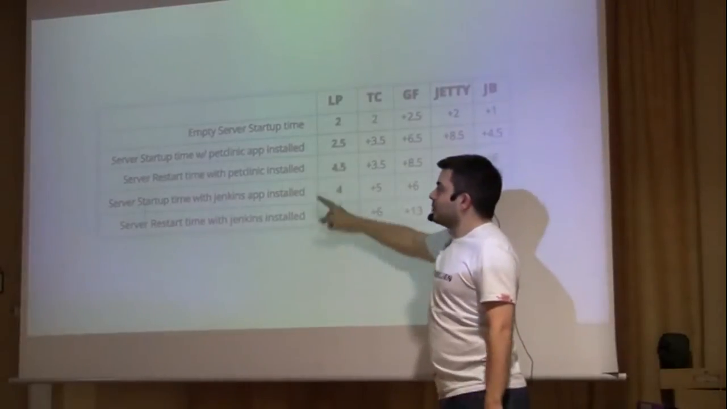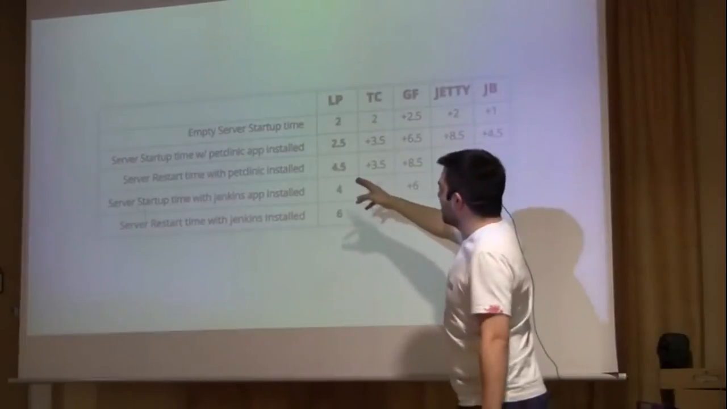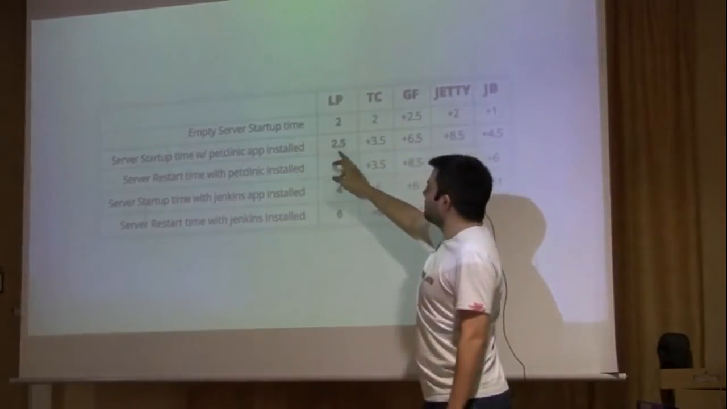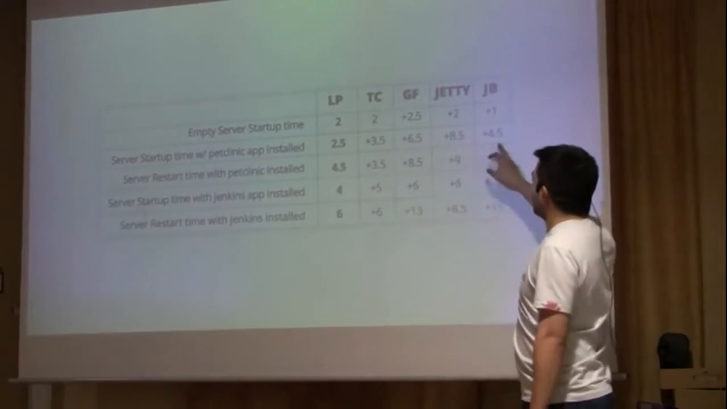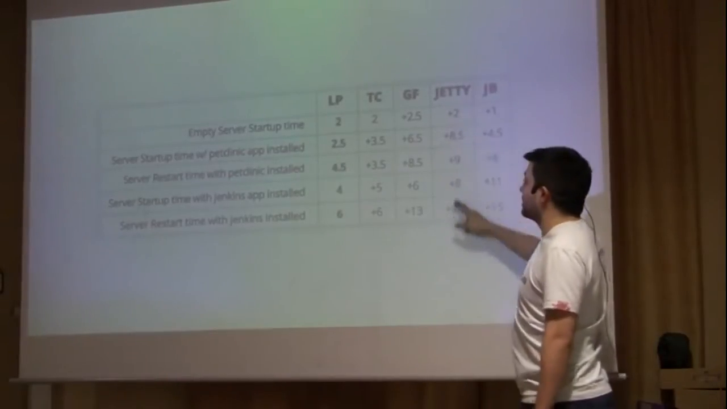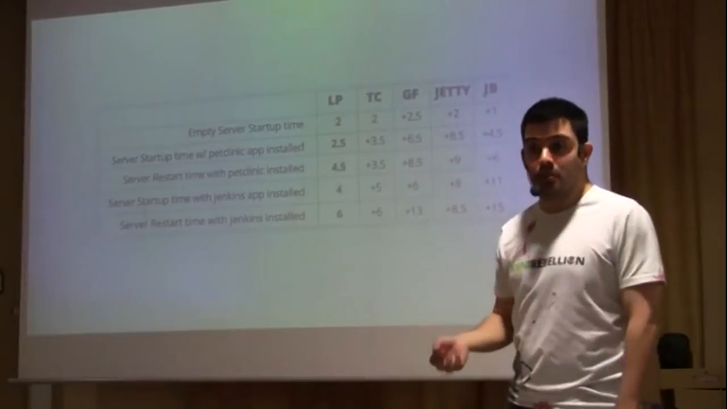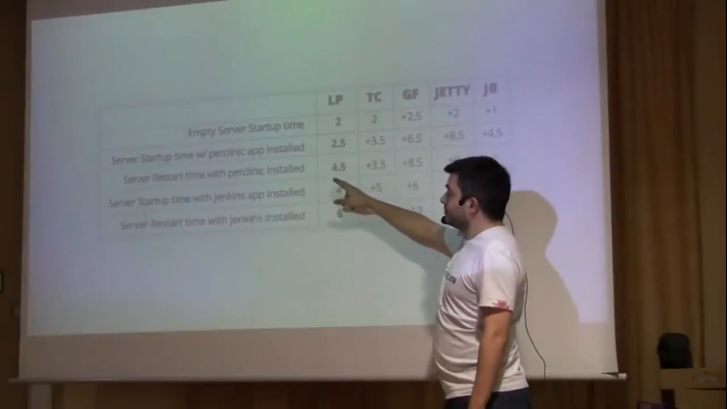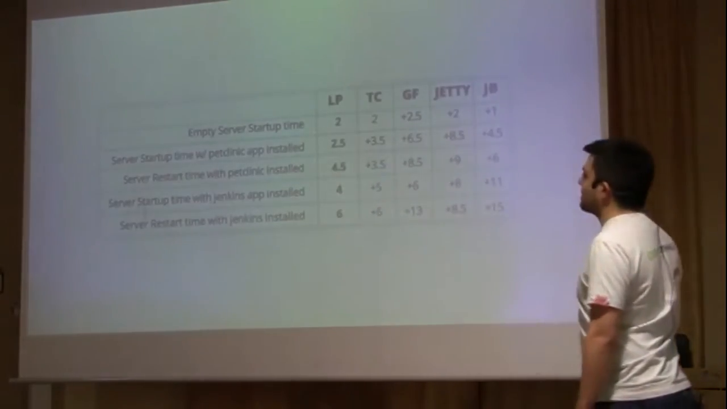Look at the startup time with Pet Clinic installed. Hey, Pet Clinic. Okay, so startup time with Pet Clinic installed, reasonable. Liberty Profile, extremely fast, 2.5 seconds. Everything else between 3.5 to 8.5 seconds, and this is really surprising. Jetty being the slowest server for starting up with Pet Clinic installed. Server restart, a stop start, not really that different, adding about a couple of seconds each.